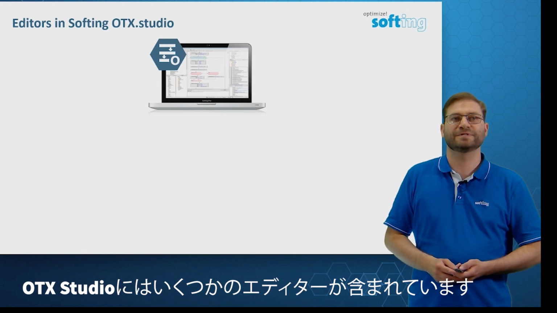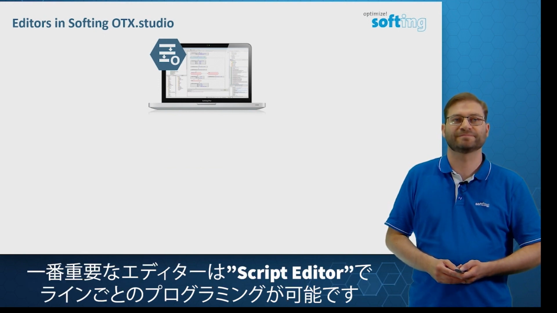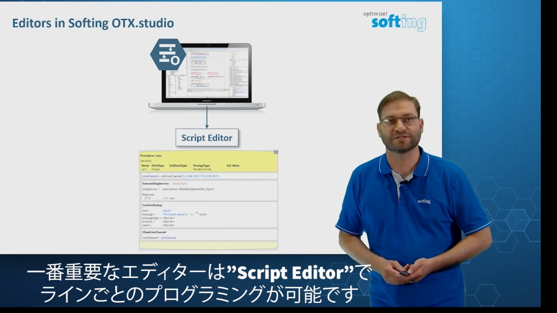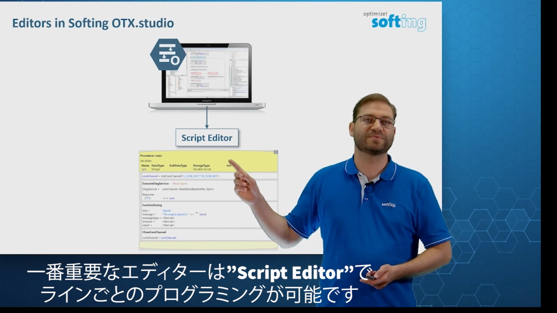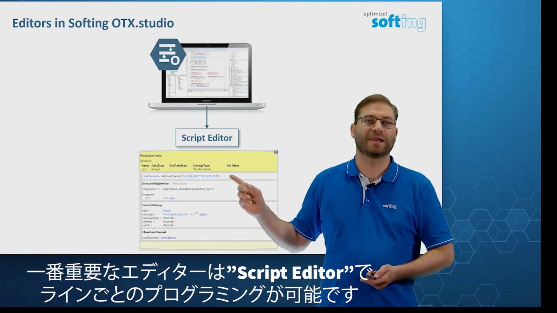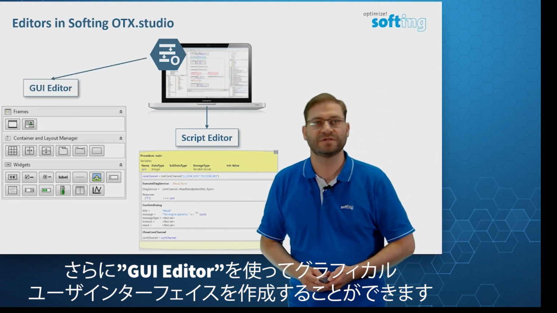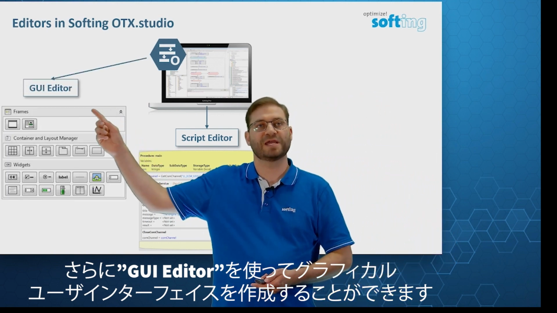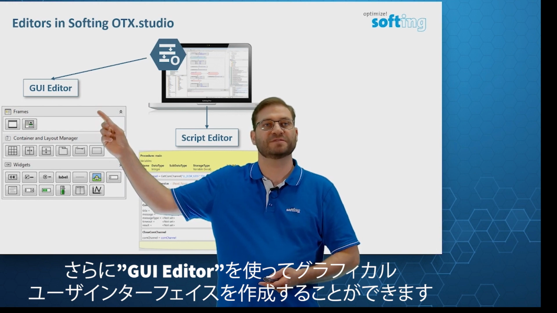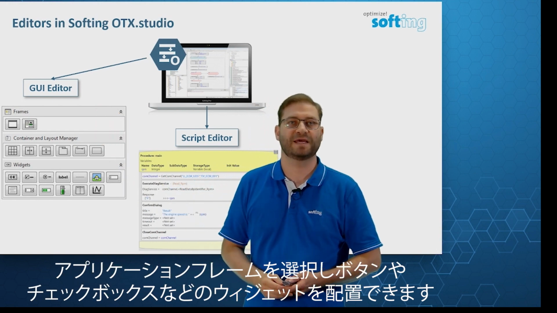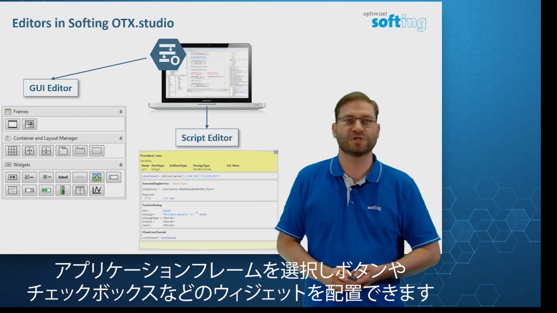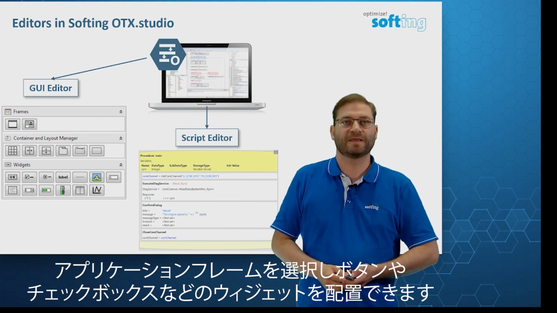OTX Studio includes several editors. The most important editor is the so-called script editor, where we program line by line. Additionally, we can use the GUI editor for the creation of graphical user interfaces. Here we select an application frame and we can place widgets like buttons, like checkboxes, and so on.